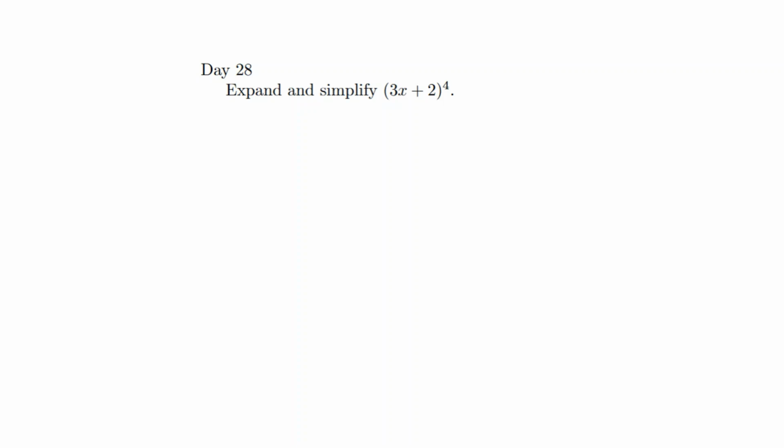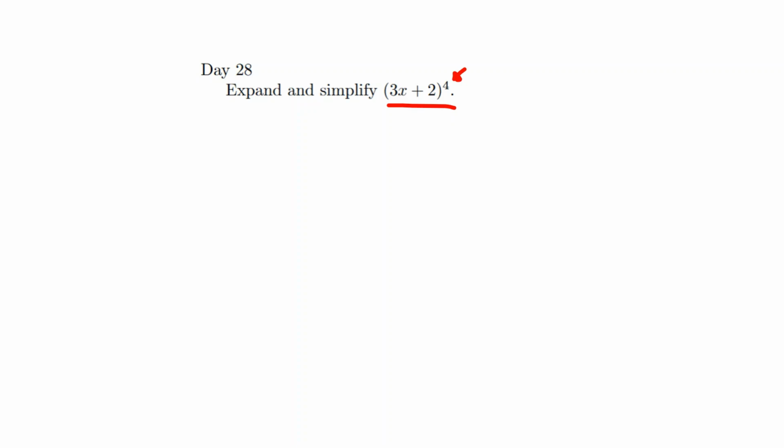Now, yesterday we were asked to expand this bracket, but to the power of 4. When we do a power of 4, it's not going to be sensible to try and expand a double bracket, and then expand that answer and expand that answer again. We can actually use something called binomial expansion to do it near enough instantly for us.